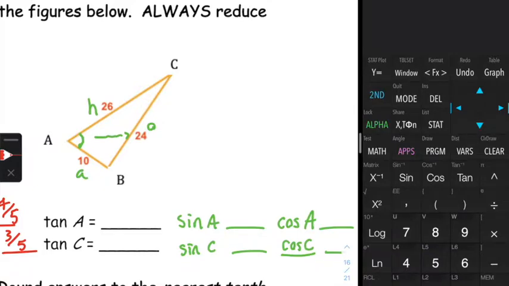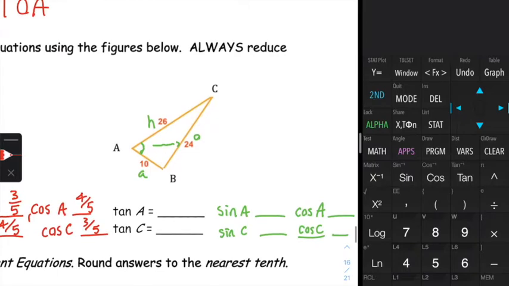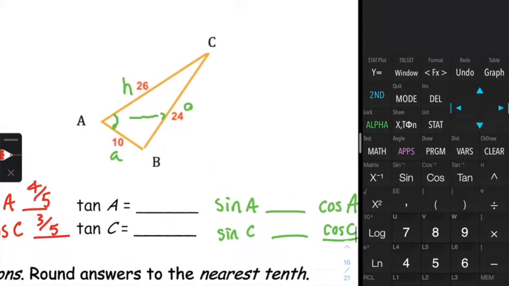Okay, tangent is going to be the TOA part, so that's O and A, so that's going to be the fraction 24 over 10, but that does reduce. Those are both divisible by, I believe, 2. So actually for your final answer, I want 12 over 5 right there. So I just divided both the numerator and denominator by 2. So make sure you do that. Make sure you always reduce like it says up here.